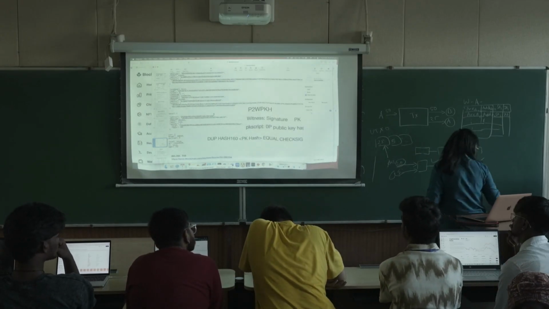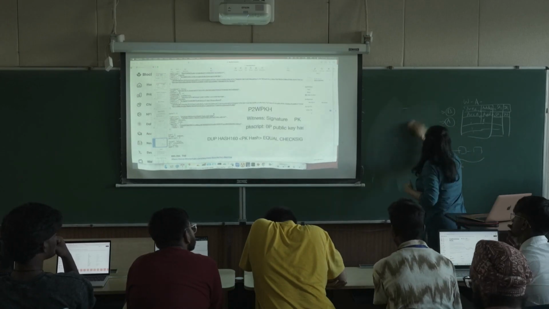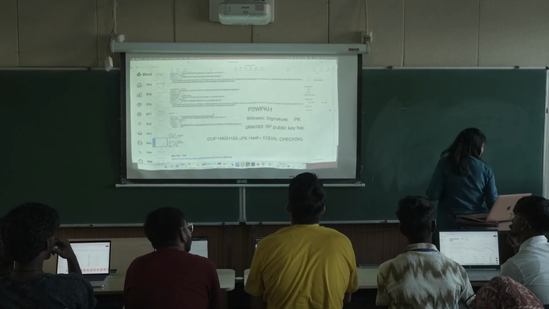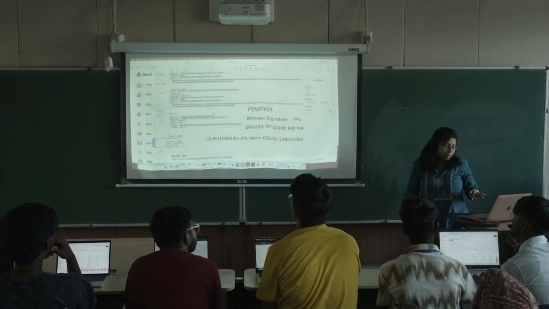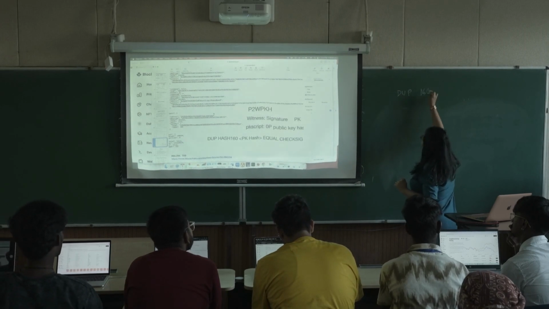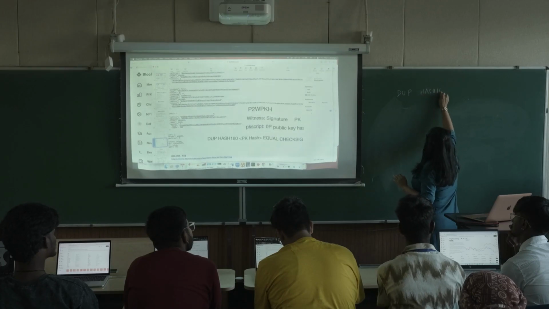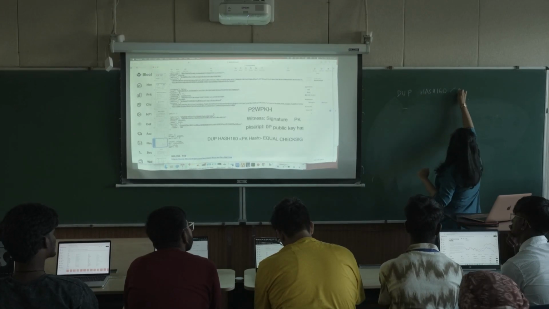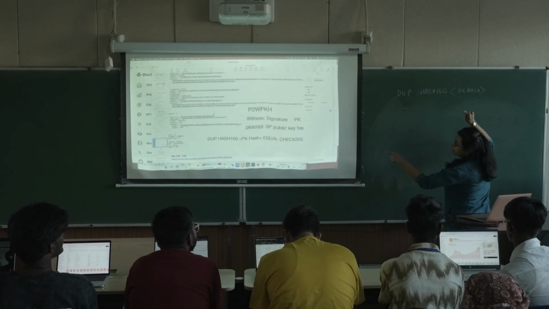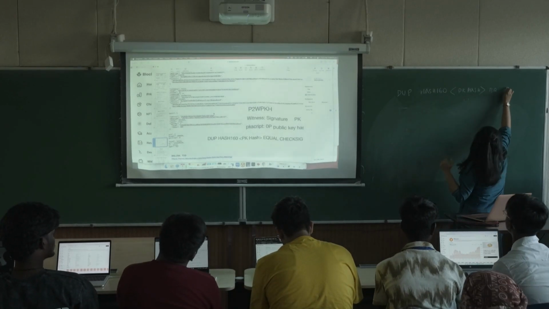Okay, let me show this. So you would have dupe, hash 160. This is public key hash, and then equal and check signature.